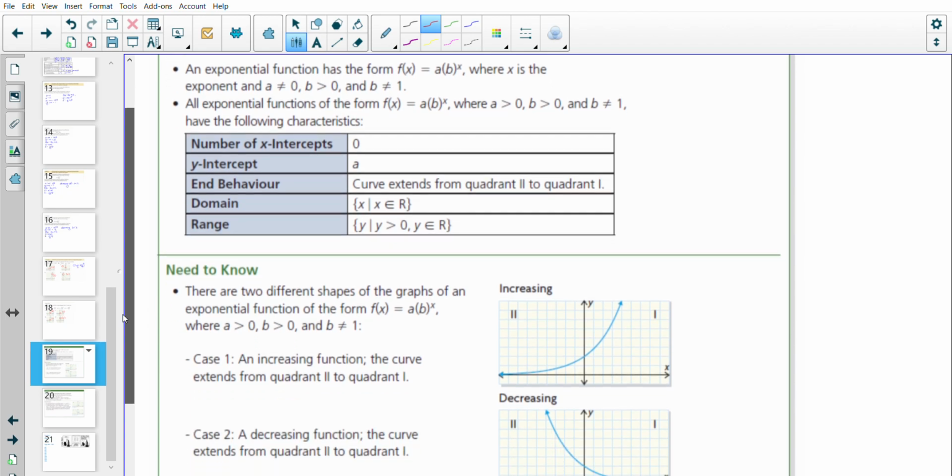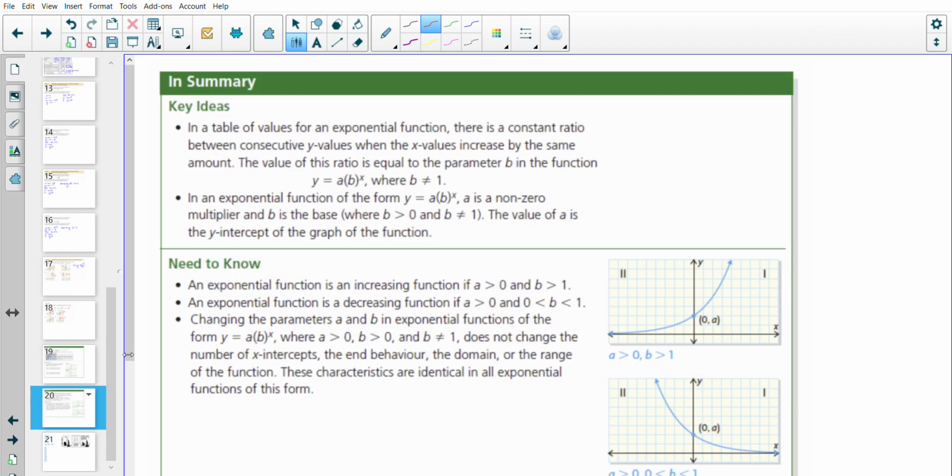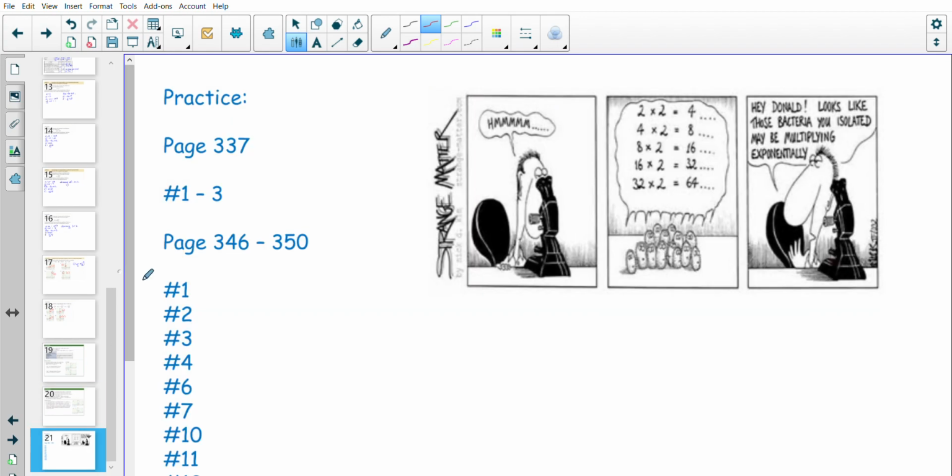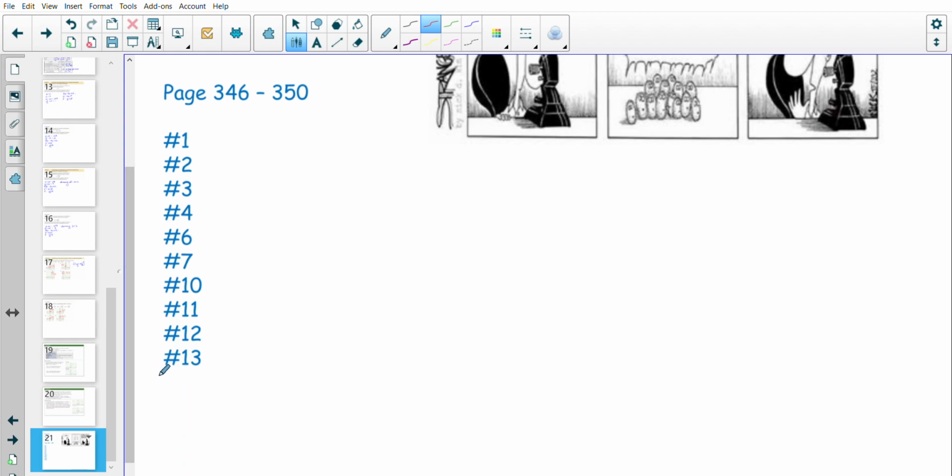Read the summary and key ideas. Complete these practice questions. If you have any questions, feel free to email me or ask me in class.